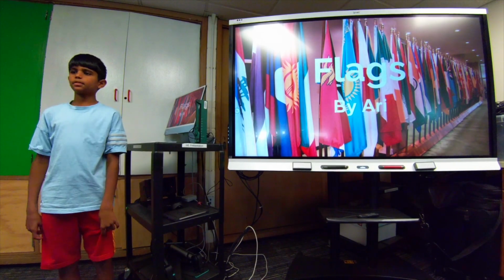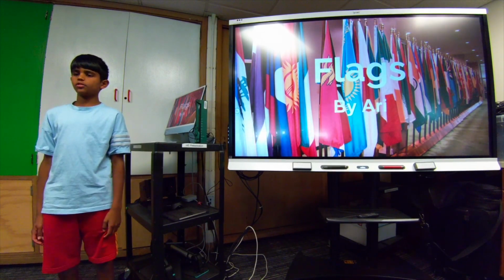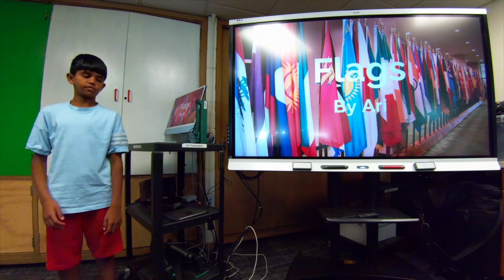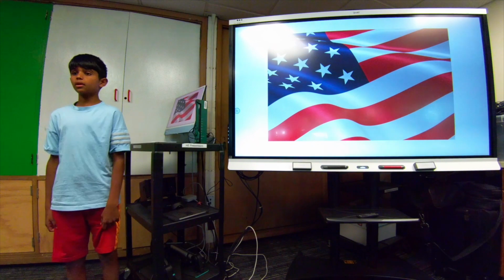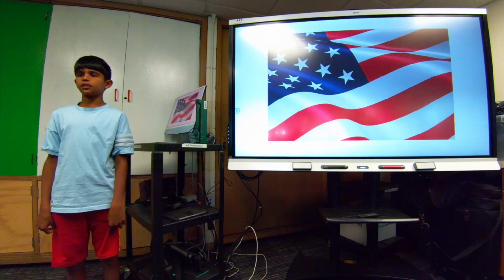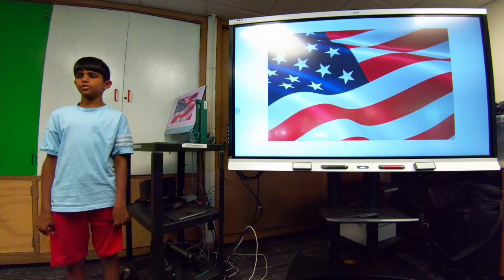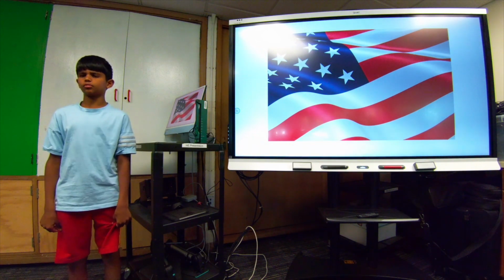Have you ever looked up at a flag and wondered what goes into the creation of the flag? There are many factors that go into the creation of a flag. One of the factors is the setting of that country. The setting of that country can influence the flag because setting means what's around you or what's in the country.